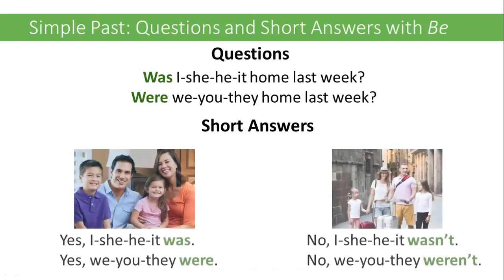The question, you just need to move the was and were to the beginning of the sentence. It depends on the subject. So if the subject is plural, you use were. If the subject is singular, you use was. So for example, was she at home last week? Or were you at home last week? The short answer to respond is yes, I was, or yes, he was, or yes, you were, or yes, they were. If it is negative, you can respond no, she wasn't, and no, they weren't, for example.